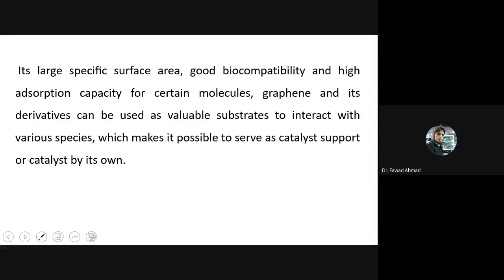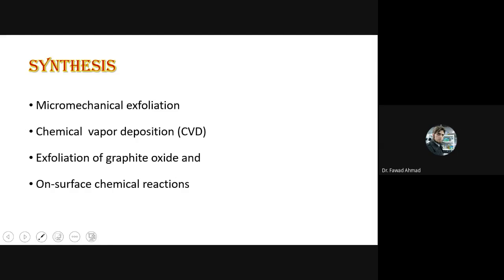So these are biodegradable compounds, and graphene is biocompatible, and it has a high absorption capacity for some molecules. So it means it can be used as a specific catalyst. It can be used as a catalyst by its own, or we can also fabricate its surface by adding some catalyst. So these are some different uses of the graphene material.